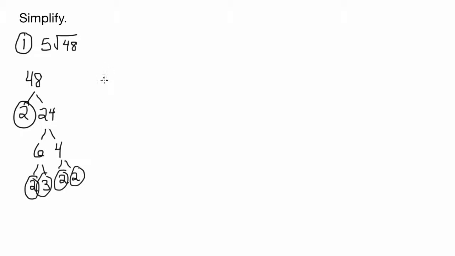Good. Now we're just going to rewrite it, and we have the 5 times the square root of, and instead of 48, it's just going to be 2 times 2 times 2 times 2, so 4 2's. And what's left? A 3. We're going to do the same thing we did before where we look for pairs. I have 2 2's here. I cross them out and bring one outside, and that's all that happens.